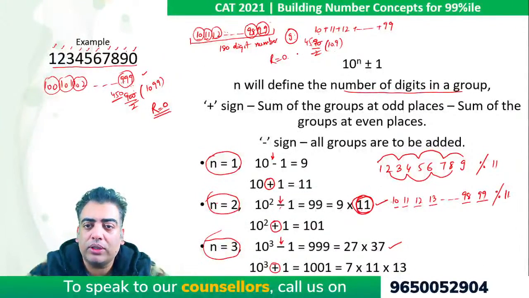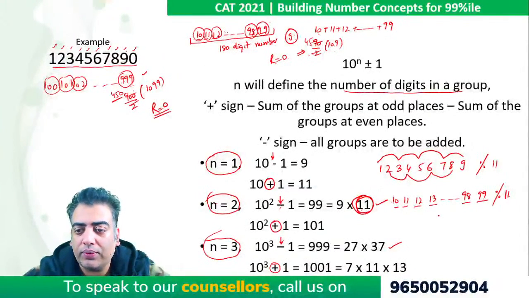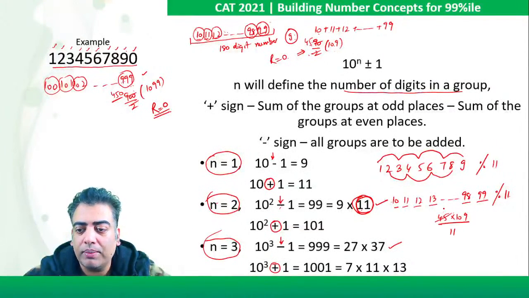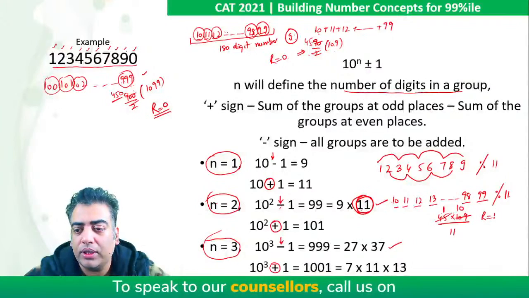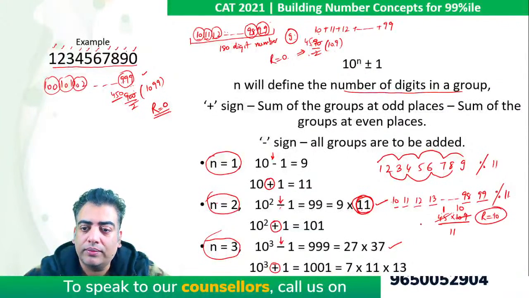And we just found the sum here. Sum was 45 into 109. Just divide this sum by 11. From this, a remainder comes out to be 1, and from this, a remainder comes out to be 10. So 1 into 10, the remainder comes out to be overall 10.